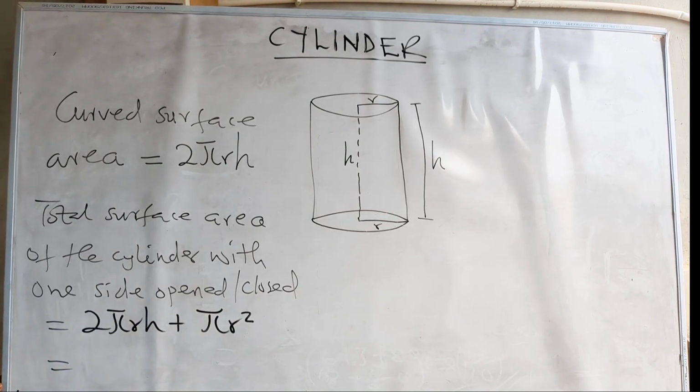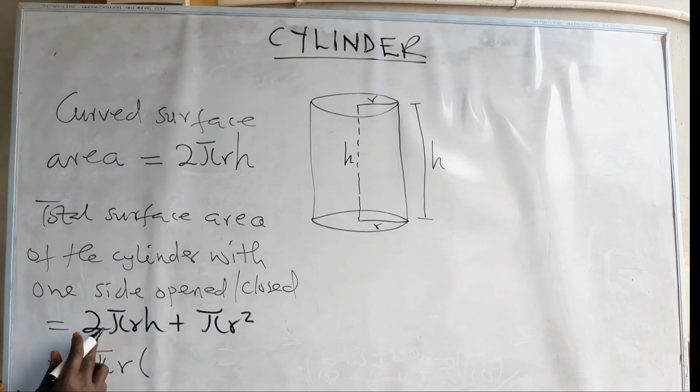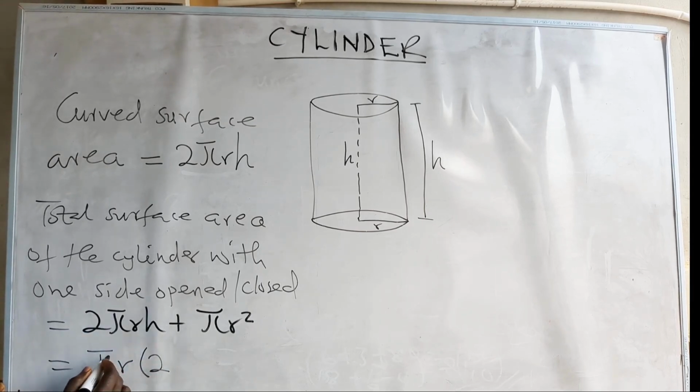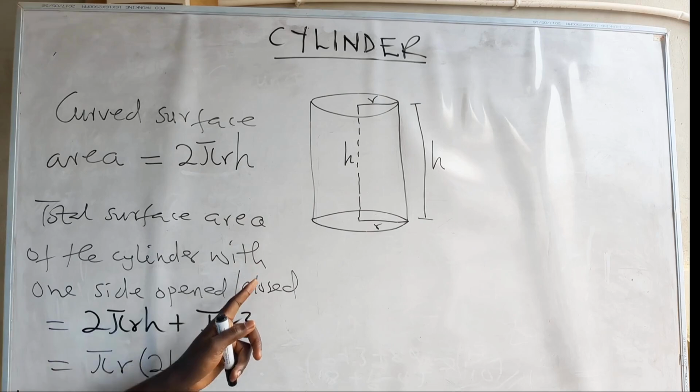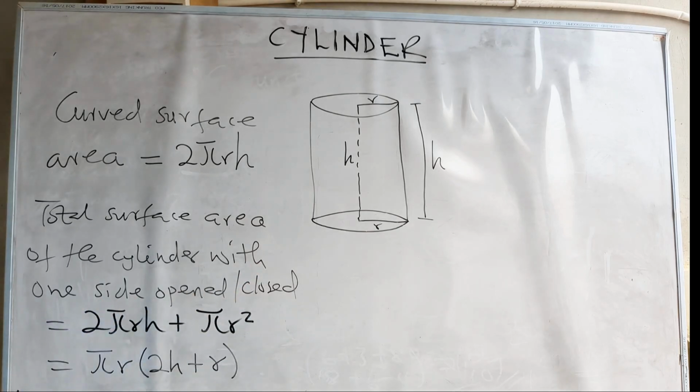And then what can we factorize? We have pi r here. So we can factorize pi r out. Then we have 2h plus r. So when we factorize pi r out, we have pi r into brackets 2h plus r. So that when we expand, we get 2 pi r h plus pi r squared. So this is the total surface area of a cylinder with one side open or one side closed. I believe you get it. All right.